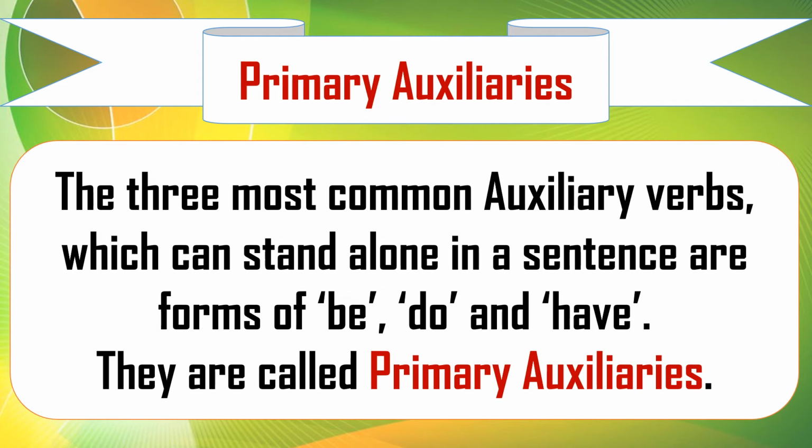So the three most common auxiliary verbs which can stand alone in a sentence are forms of be, do and have, and they are called primary auxiliaries. Primary, basic. So here standing alone is a very important thing. It means they can give the meaning on their own to that sentence.